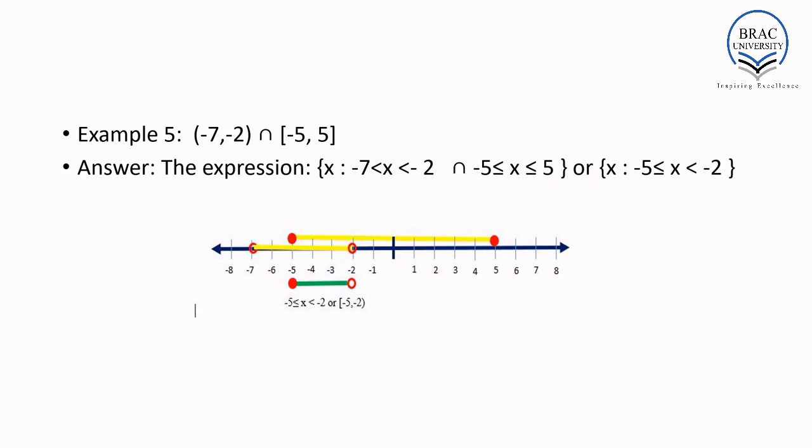Anything that is less than -2 and anything that is greater than or equal to -5. So that is why the -5 point is included in the intersection set. However, -2 is not, because -2 is not included in this first set.